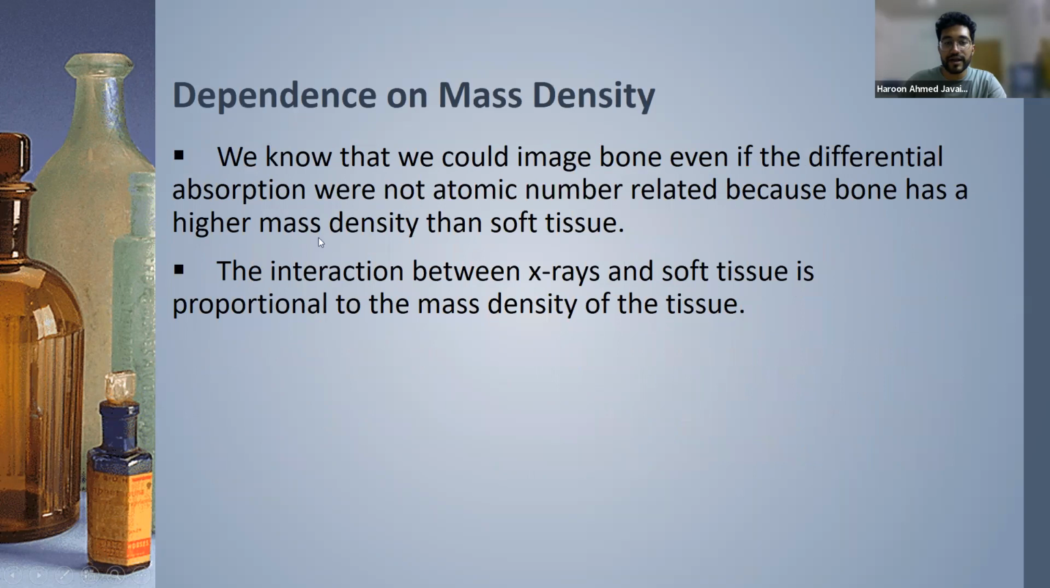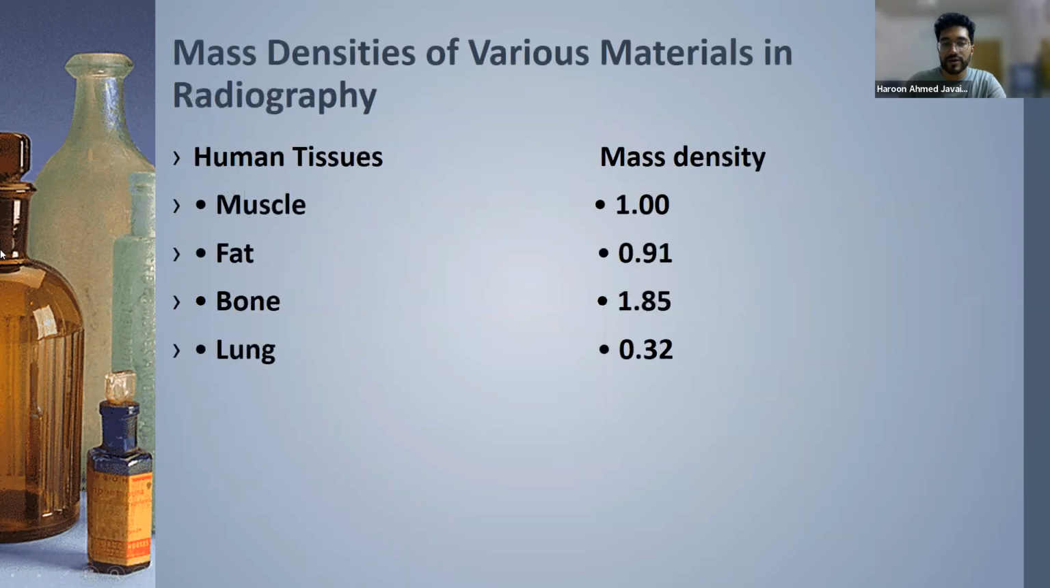Dependence on mass density. So again, the higher the atomic number, the higher the mass density of an object. Bone has a higher mass density than soft tissue. Cool, we already talked about this. So the mass density of bone is going to be more than the heart muscle.